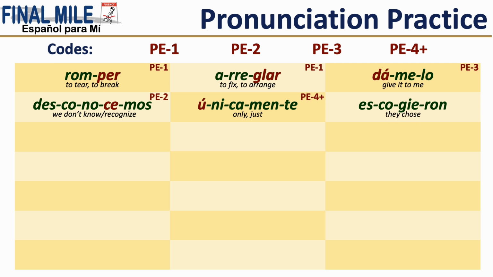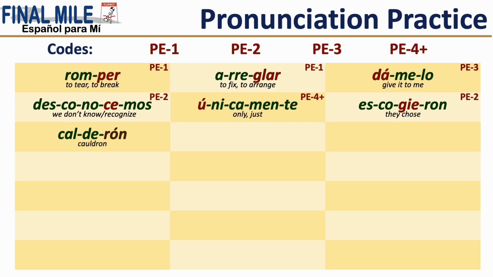No graphic accent. Ends in a vowel or N or S. Ends in an N. Okay, so this is going to be PE2. Okay, from the previous lesson, we know that GI sounds he. We have 2 vowels next to each other. We have to pronounce each one of them. So that syllable is going to be hie. So the whole word is escogieron.